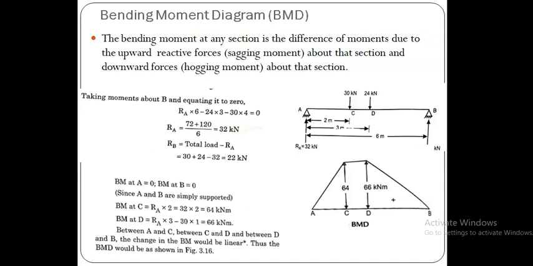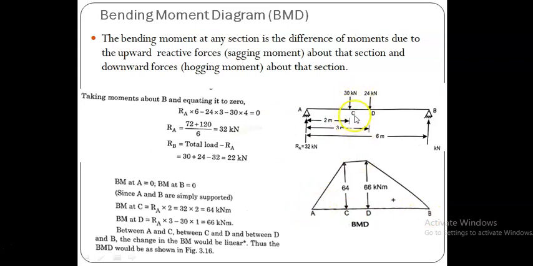But in the case of a hinged support or simple support at A, it doesn't have any reactive moment, because it allows full rotation, and therefore the moment at A should be equal to 0. So this is the baseline for the bending moment diagram. At A it should be 0.